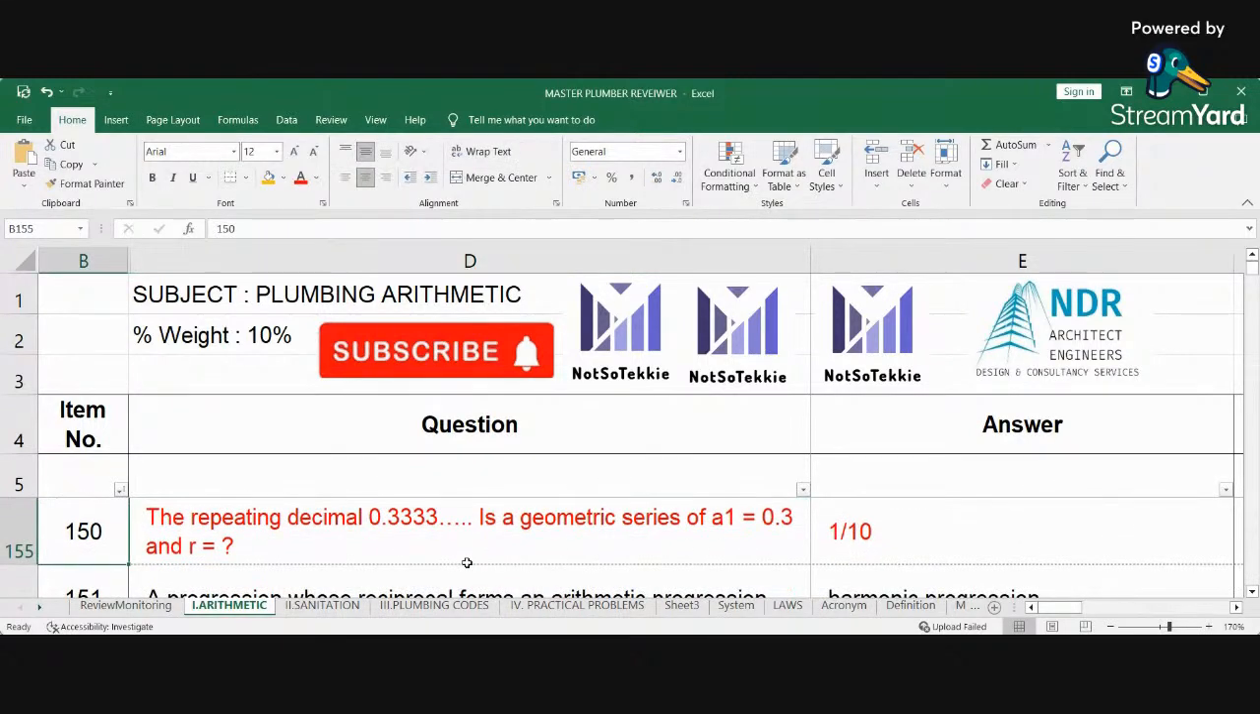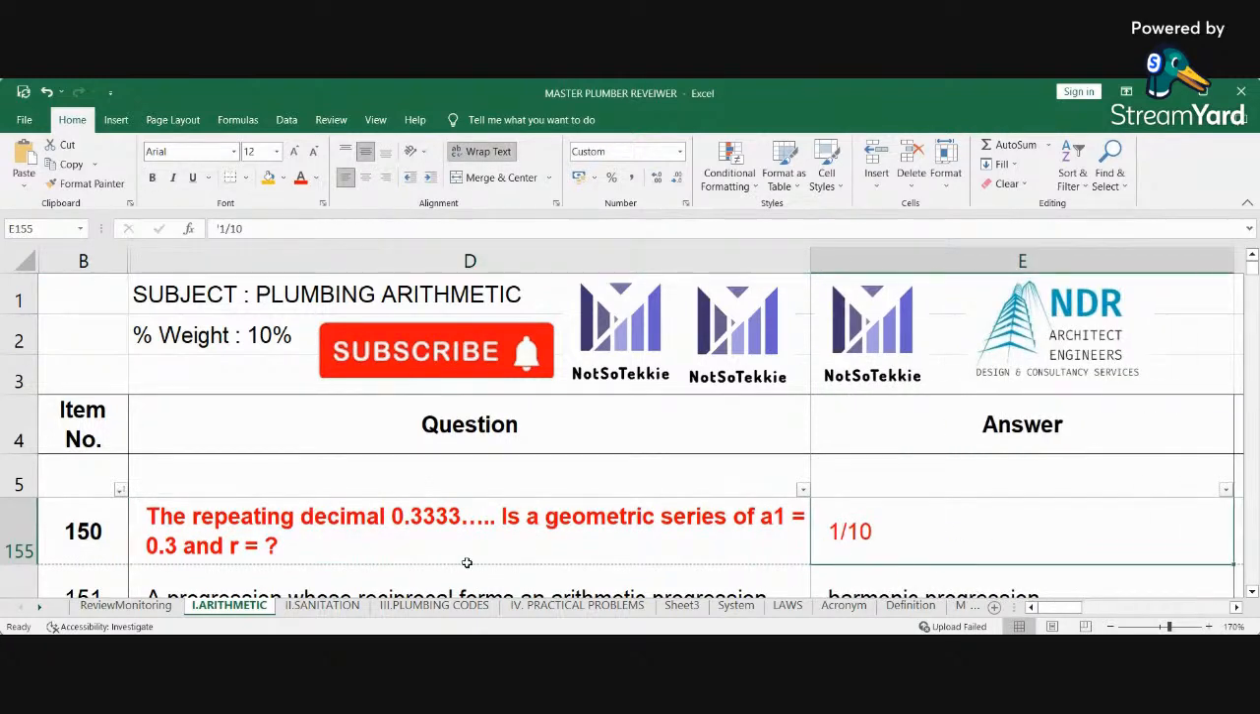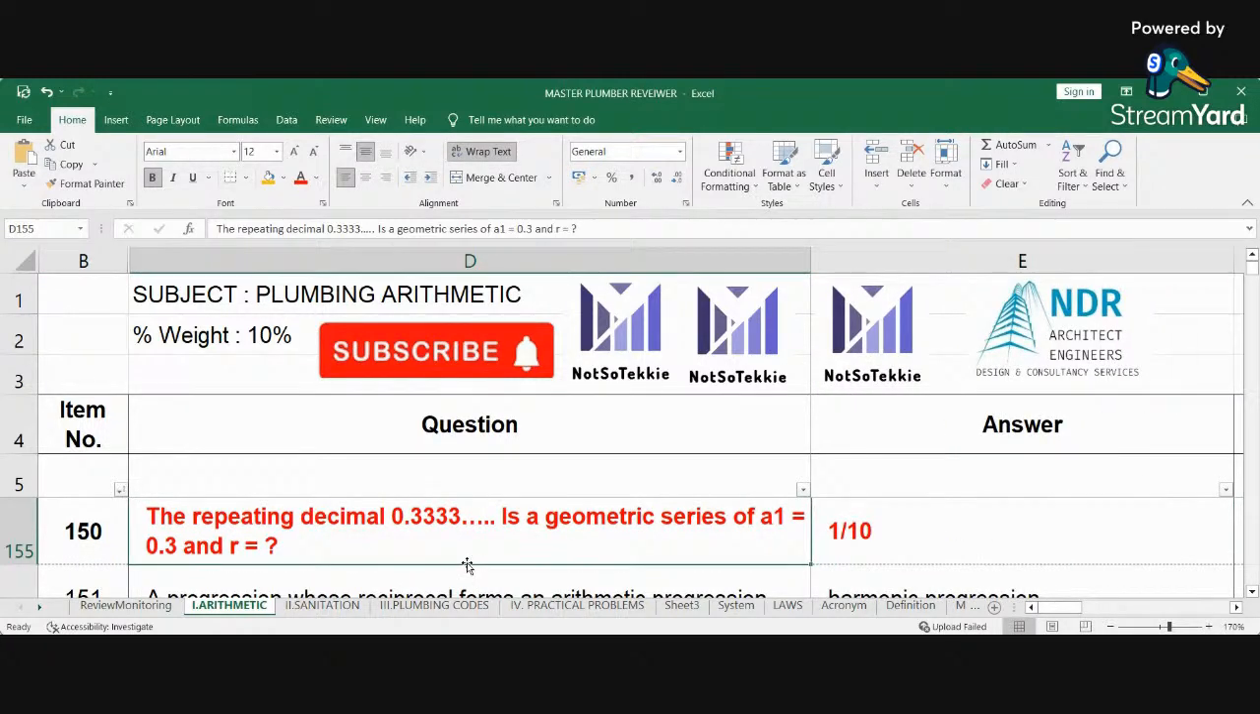And 150, repeating decimal. The repeating decimal 0.333 is a geometric series of a1 is equal to 0.3 and r is equal to 1 over 10. The repeating decimal 0.333 is the geometric series of a1 is equal to 0.3 and r is equal to 1 over 10.